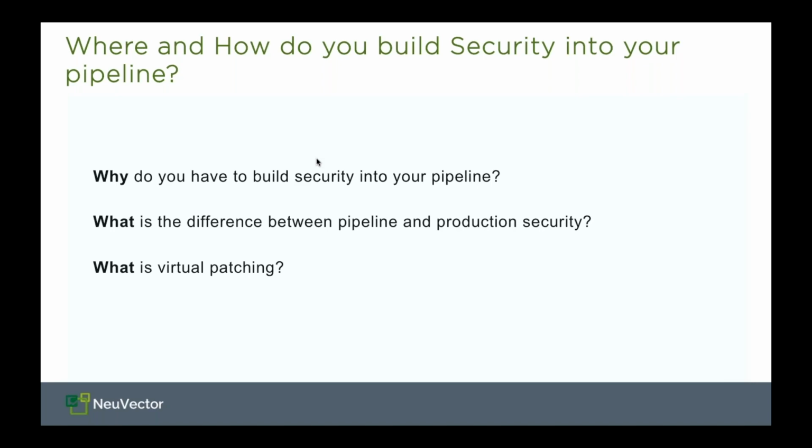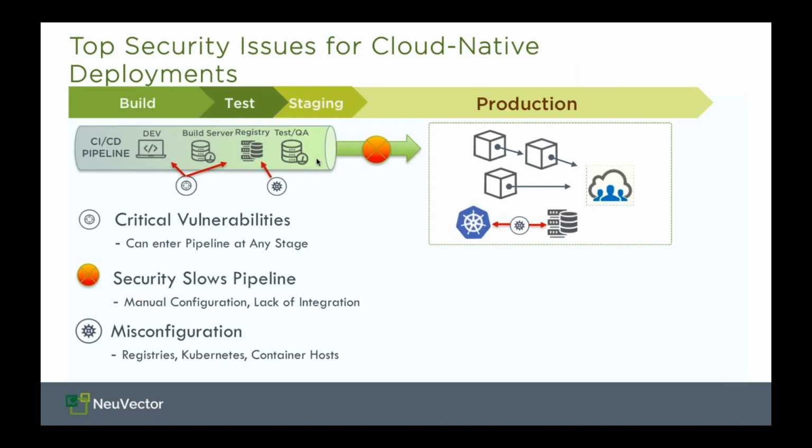So let's talk about the pipeline for a moment, and what the top security issues are for cloud native deployments. First of all, as I mentioned earlier, you can have critical vulnerabilities in any stage of your pipeline. They can enter at any stage, or you can think you have a clean image, and all of a sudden a new vulnerability is discovered, and you have to rescan and redo that image. If you do not put security measures into your pipeline, it will inevitably slow you down. There will be manual configurations, manual scannings, and a bunch of integration work that needs to happen manually. So you'd better do that as a core part of the pipeline.